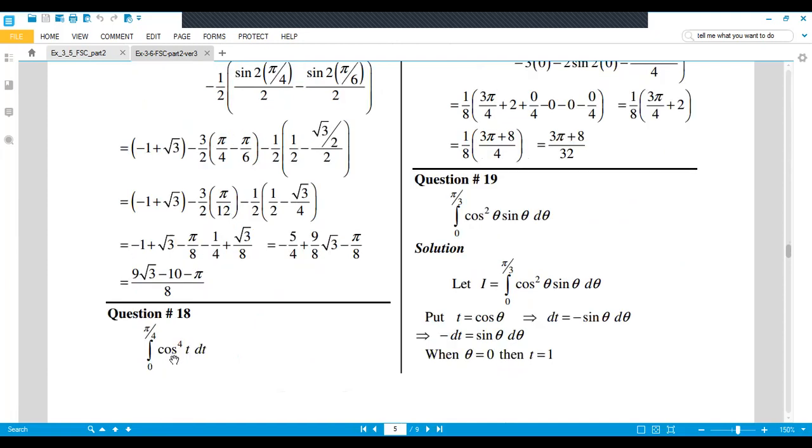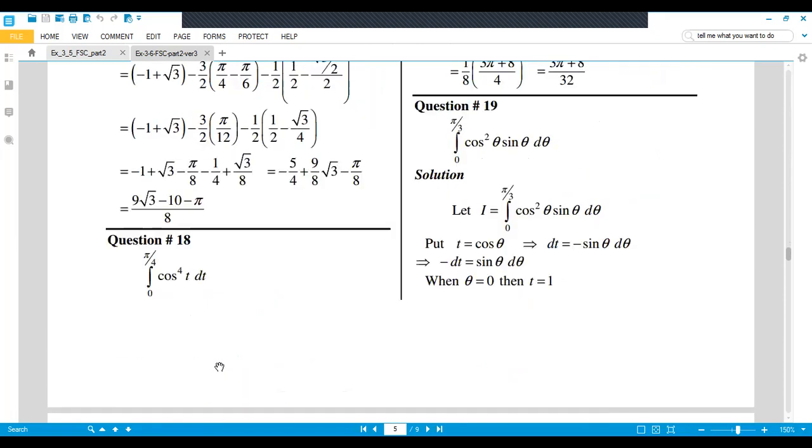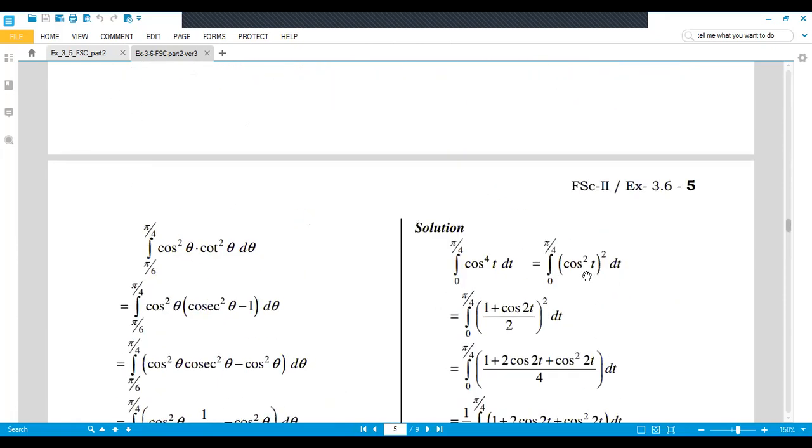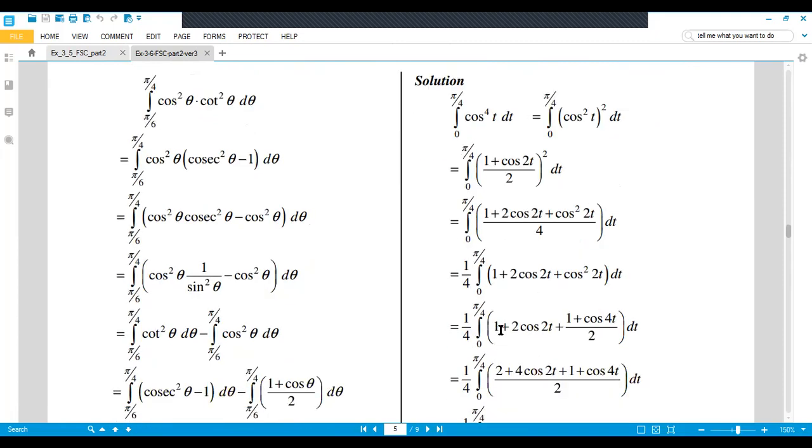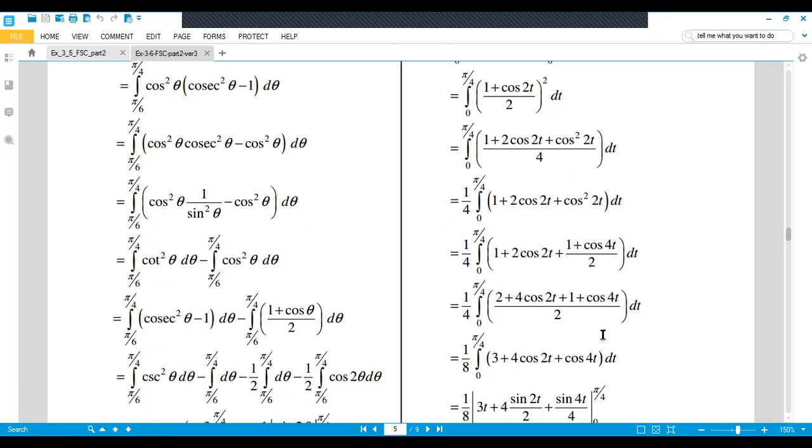Number 18 is cos of power 4 t dt. So we write it as cos square t whole square. So cos square is 1 plus cos 2t divided by 2. So the square formula, a plus b whole square formula, we apply. First term plus 2 into first term into second term plus second term square, divided by 4, 2 square. 1 over 4 we take common, then integral of 1 and integral 2 cos 2t. In place of cos square 2t, we write 1 plus cos 4t divided by 2. Take LCM, so we get this.